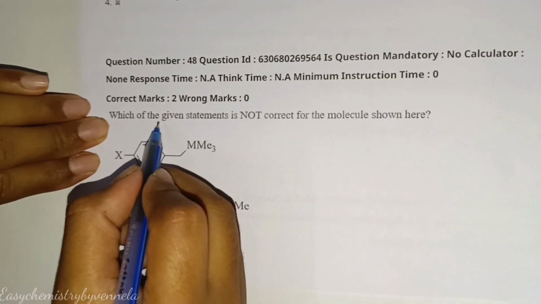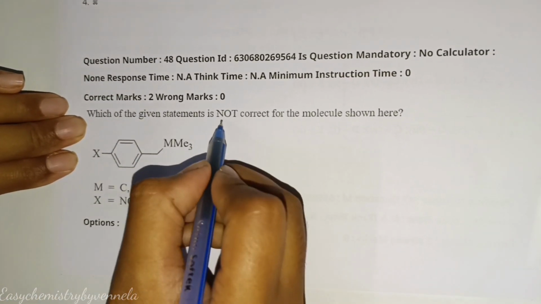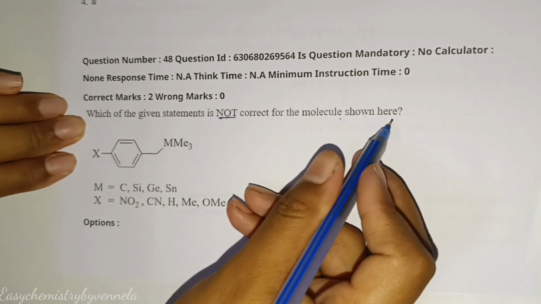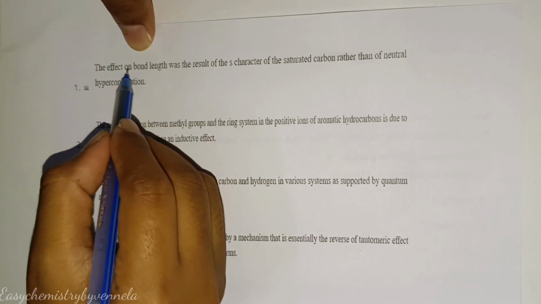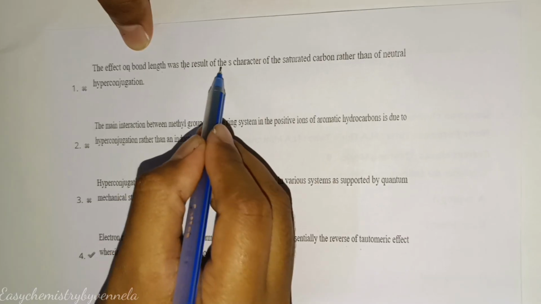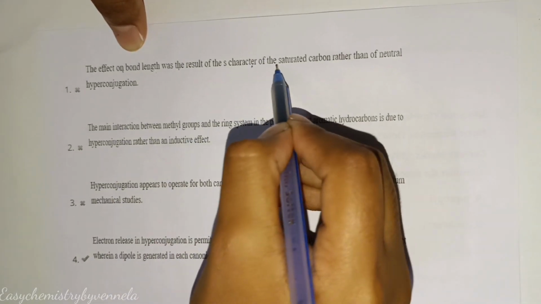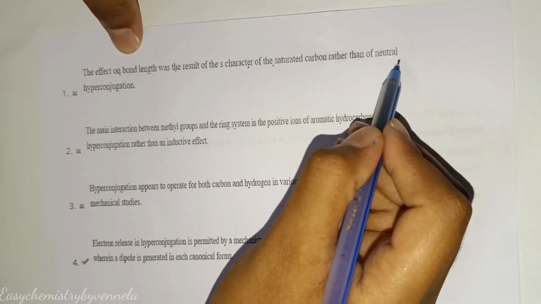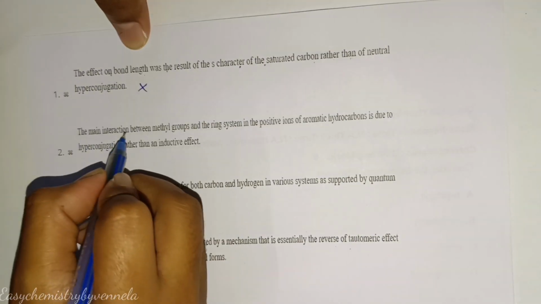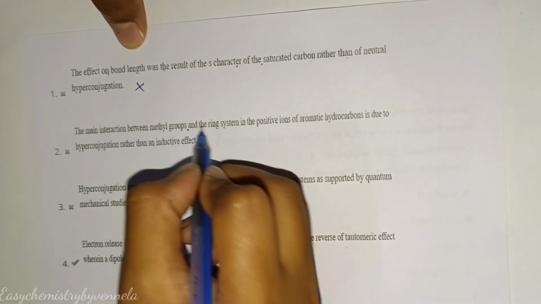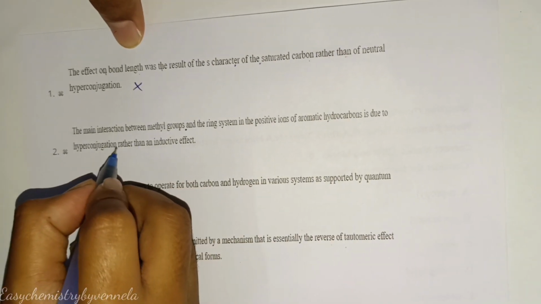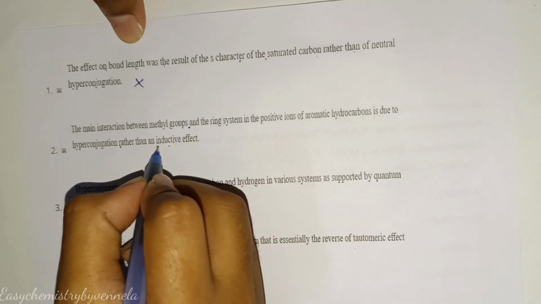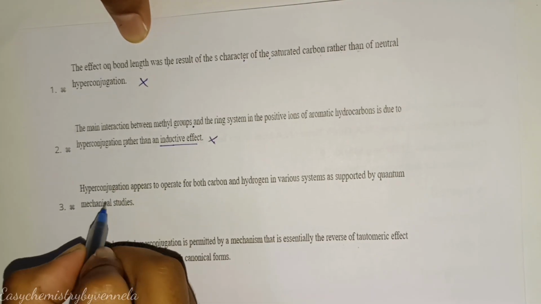Next question. Which of the given statements is not correct for the molecule shown here? Here they gave the molecule, so you can see the options. The effect on bond length was the result of the s character of the saturated carbon rather than neutral hyperconjugation. The main interaction between the methyl group and the ring system in positive ion aromatic hydrocarbons is due to hyperconjugation rather than inductive effect. No, this is also incorrect.